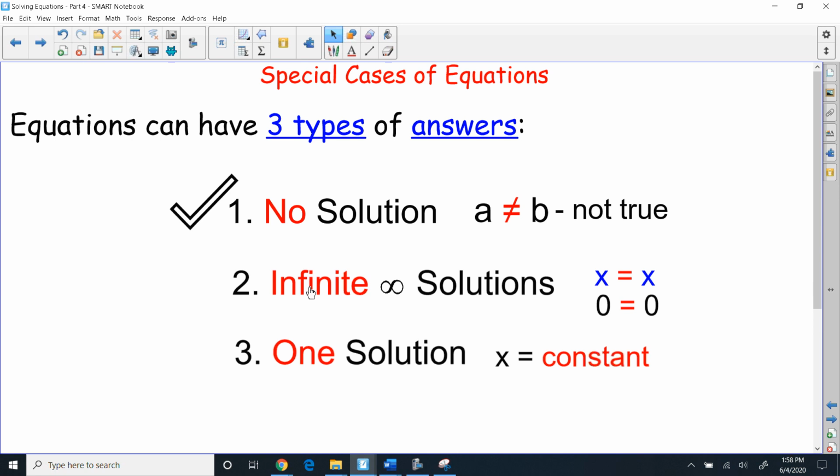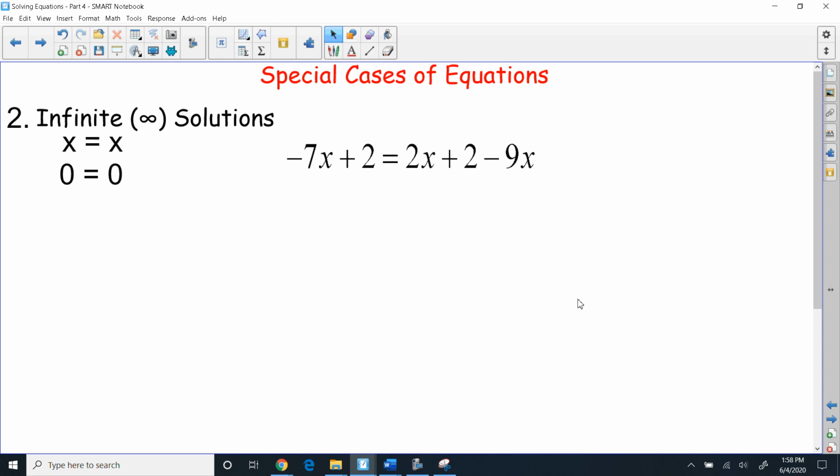So next one we're going to deal with is called infinite solutions. So remember, the variable is going to be equal to itself. It's just the same number equal to the other number. So here was our second equation. So I put up here what we should know. So here I have negative 7x plus 2 is equal to 2x plus 2 minus 7x.